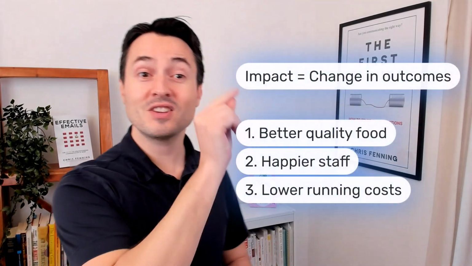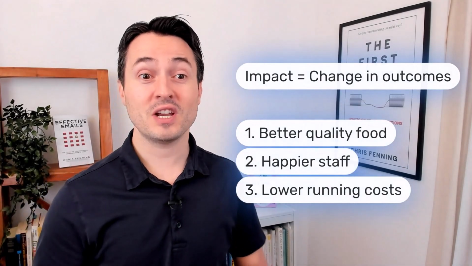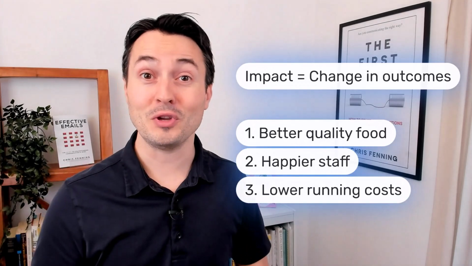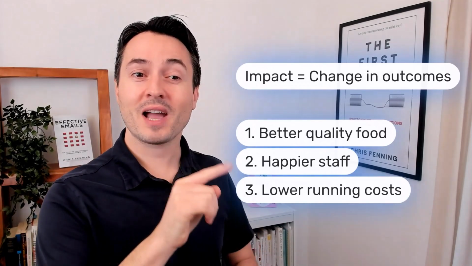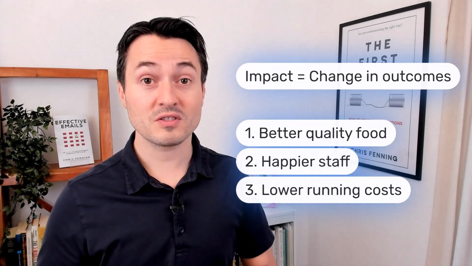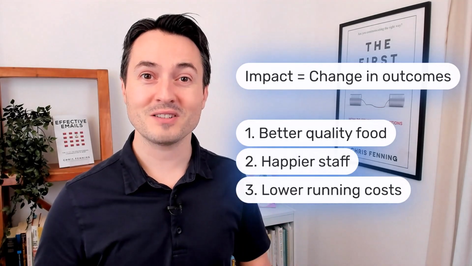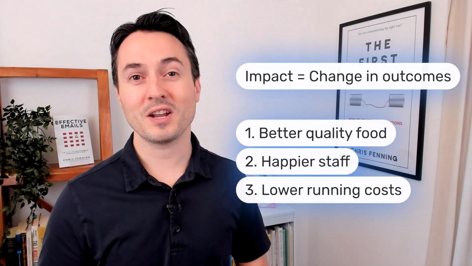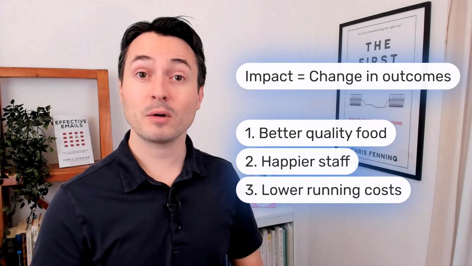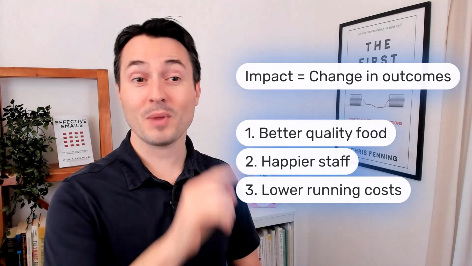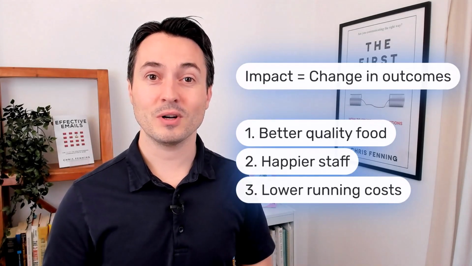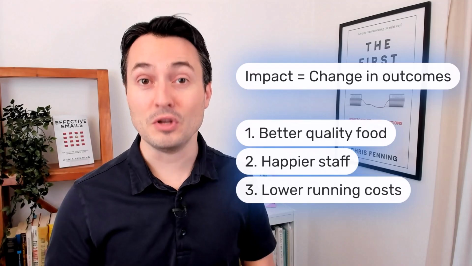There is a change in the outcome for you, and that change is you're going to have better quality food, and that's useful from a user perspective. We're going to have happier staff. That's an engagement perspective, an engagement outcome for the business, and we'll have lower running costs. So there's a financial outcome, there's an engagement outcome, and there's a quality outcome relating to the change in this caterer.